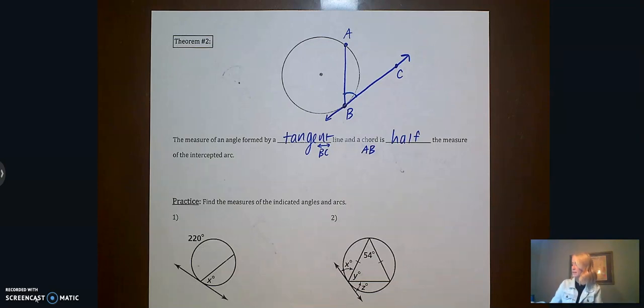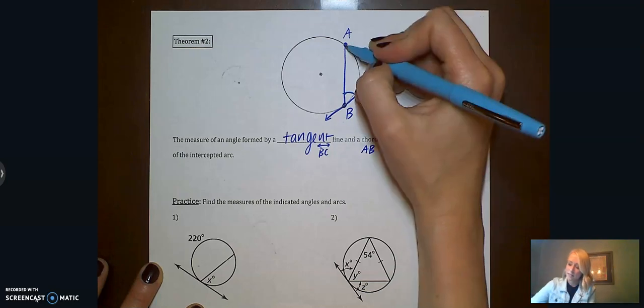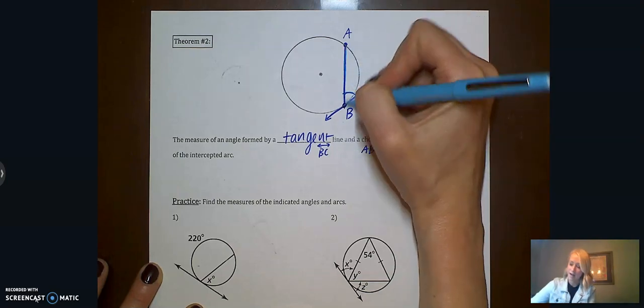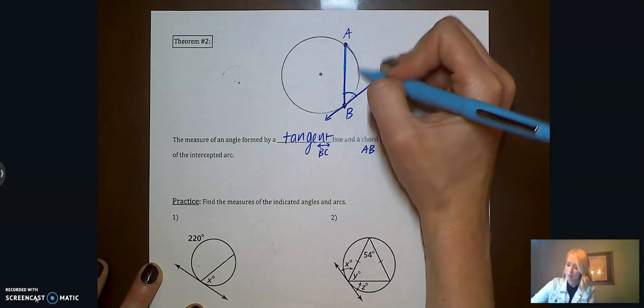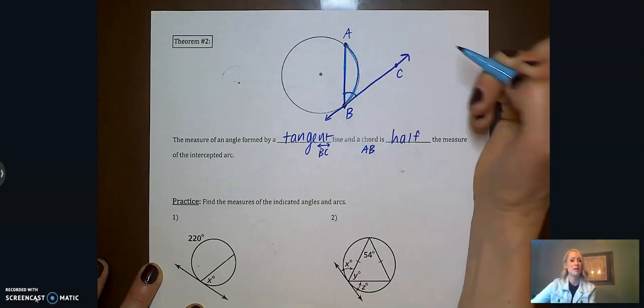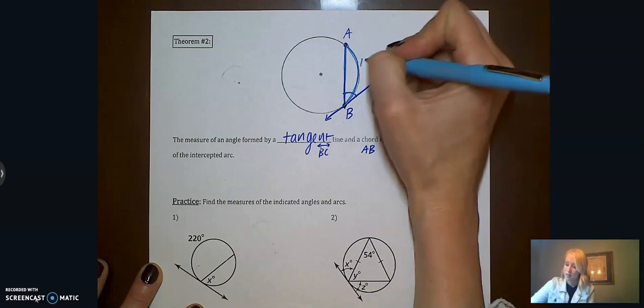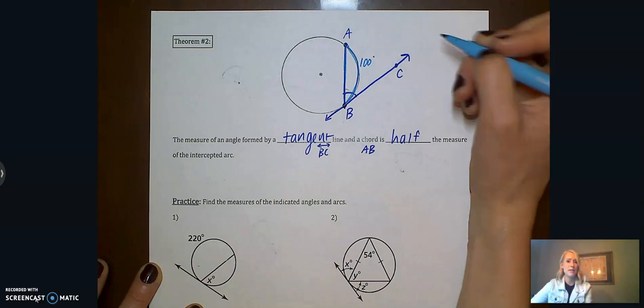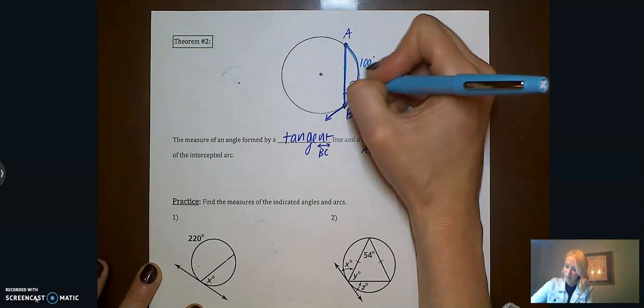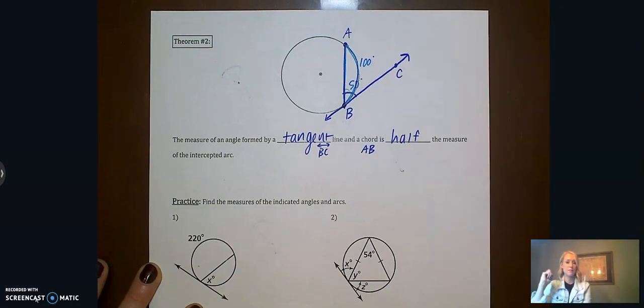And you're like, okay, well, what does that mean? The intercepted arc, let's use blue. It's the arc that's kind of cut off by the chord. So the chord hits the circle at A and B, between those guys, that's the intercepted arc here. So let's say they tell you that arc is 100. That angle at B is half of that. So that angle down here would be 50 degrees.